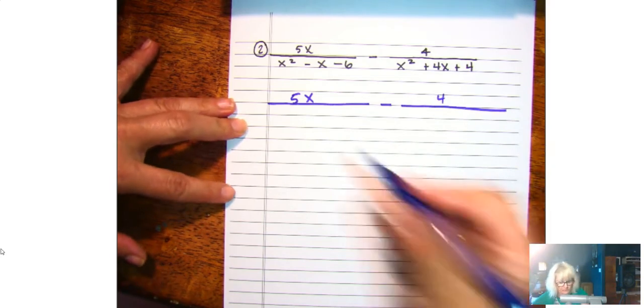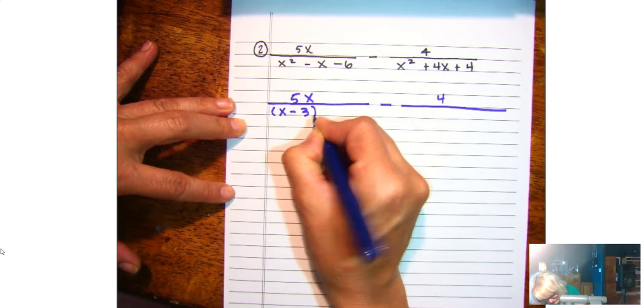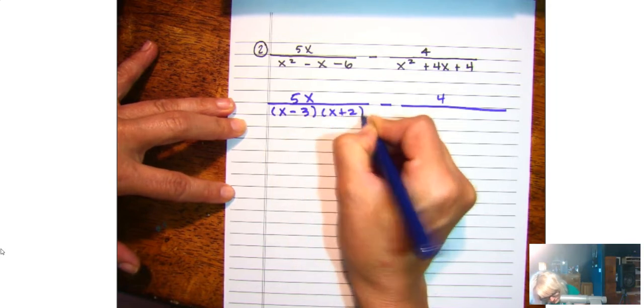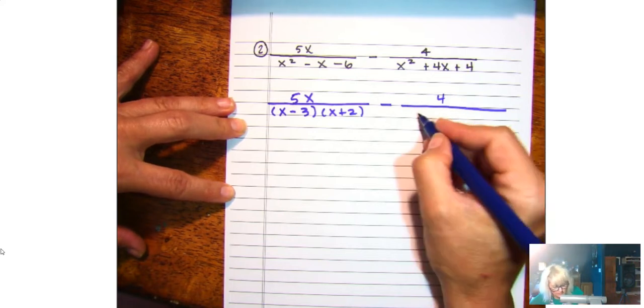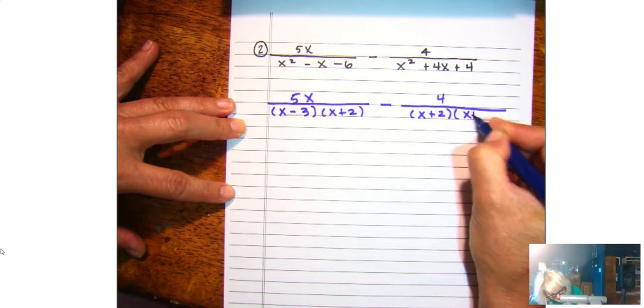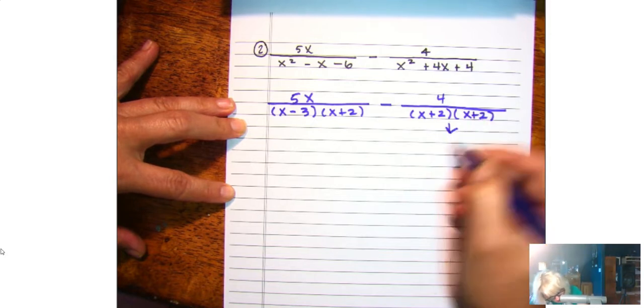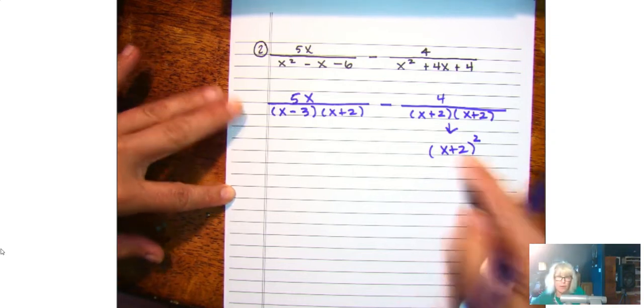I'm going to factor. So this is going to be x minus 3, x plus 2 for the first one. Over here, this is a perfect square trinomial. So this is going to be x plus 2 twice, or use your exponents and raise that to the second power.